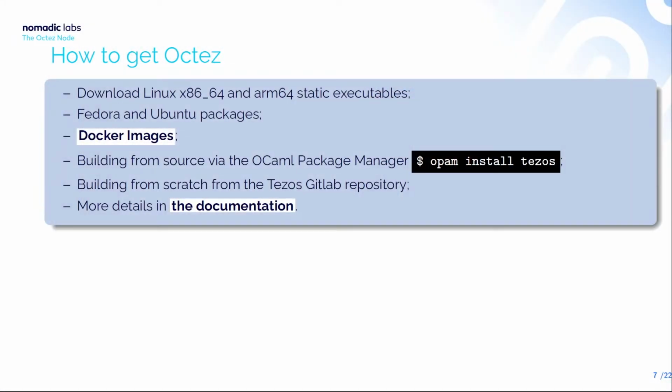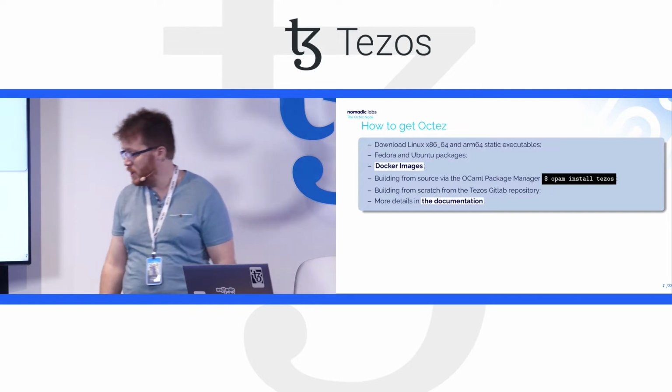So, how to get Octez? It's quite simple. You go on the Octez webpage. You can download a static executable that you can run directly on your machine, be it a laptop, a server, or a very small Raspberry Pi. You can, of course, find some packages for some Linux distributions. We also provide Docker images.